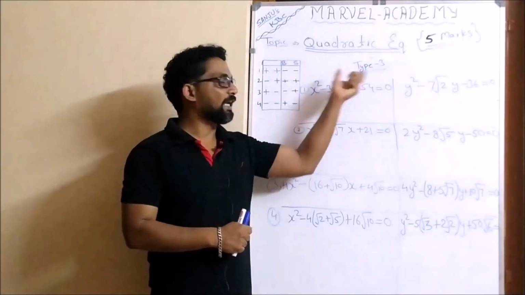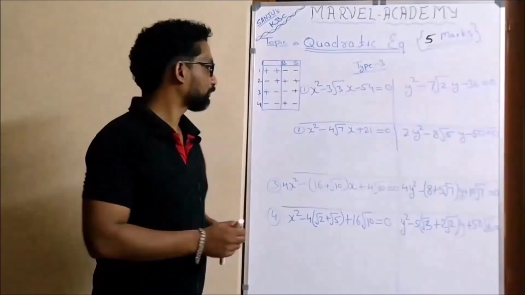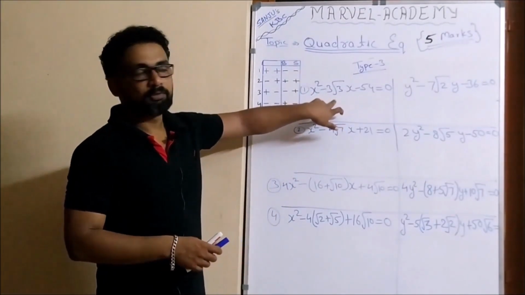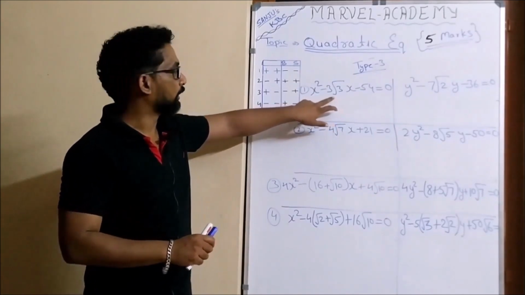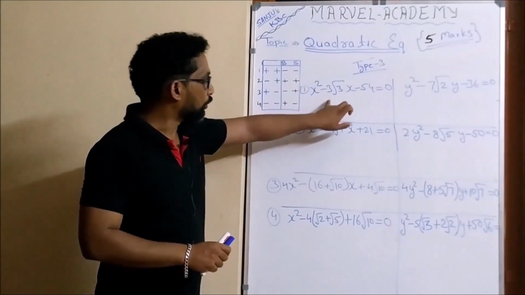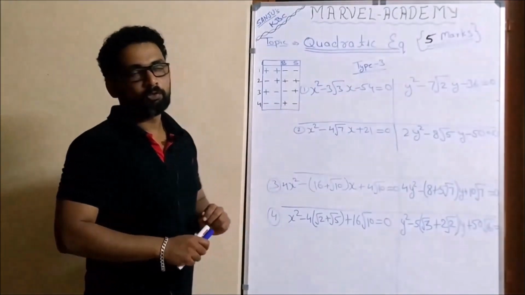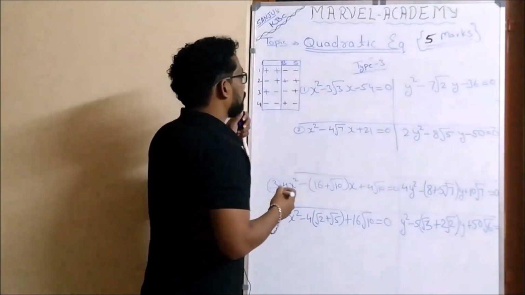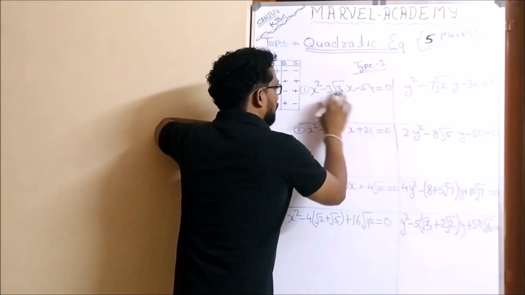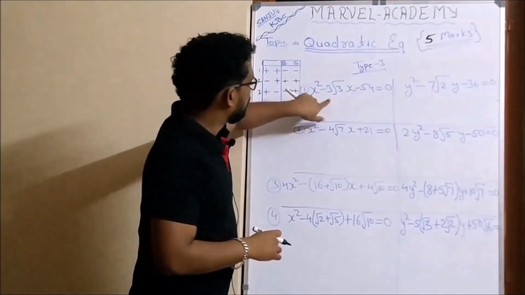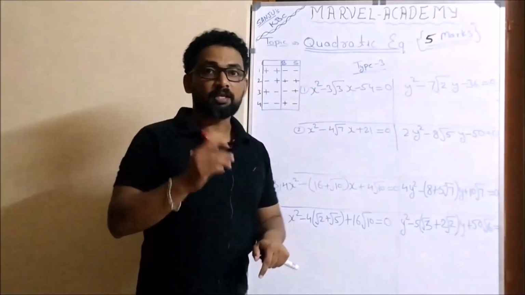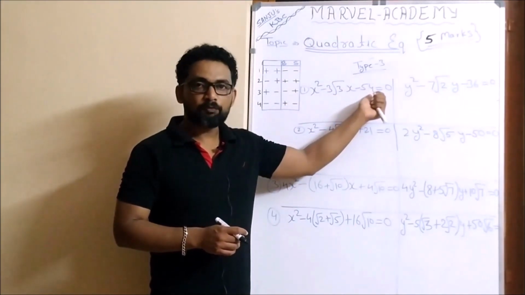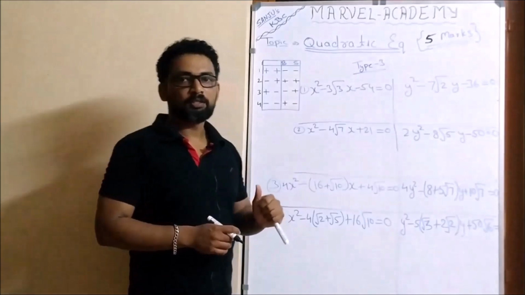Now here comes type 3 of quadratic equation. Here in the middle term we will get a root value, that is x square minus 3 root 3 x minus 54. Okay, so we'll learn how to solve this quickly. Here in the middle term the value of root is 3, so divide this 54 using this 3.